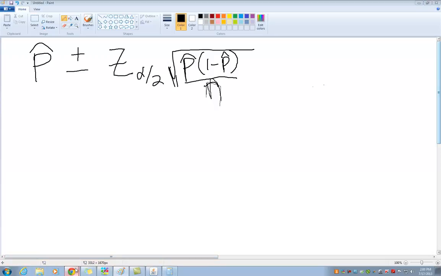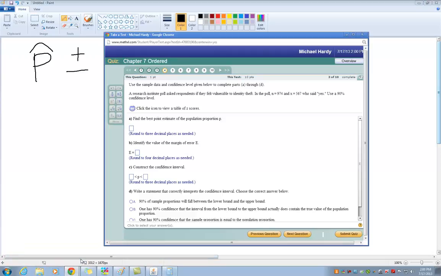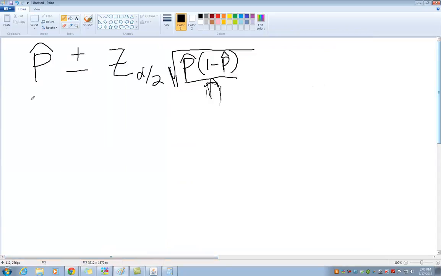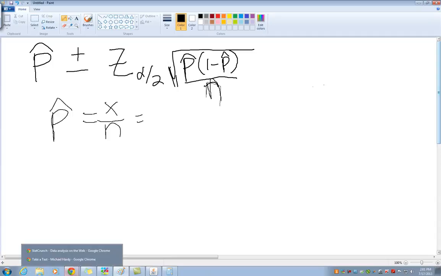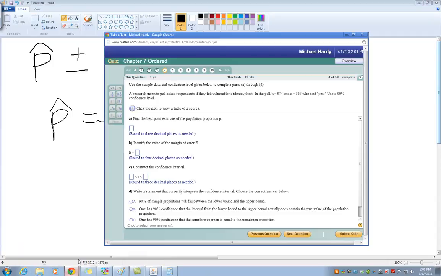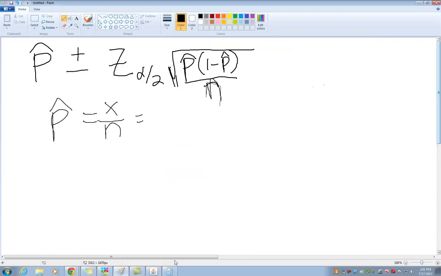Okay, and so let's go back here and see what's the best point estimate. Well, our best point estimate for p is p hat. p hat is our number of yeses, which symbolically is given by the letter X, the number of successes, divided by the total sample size, n. So in this case, we're told we have 567 yeses and 974 total people.